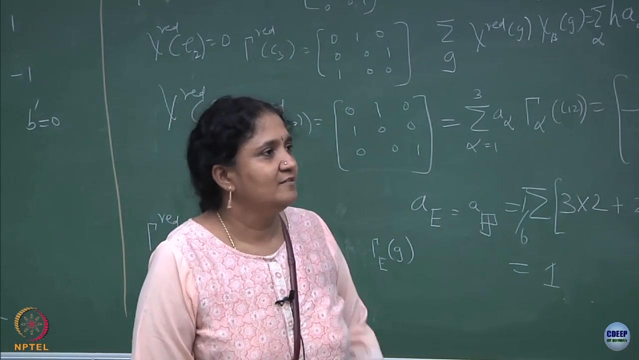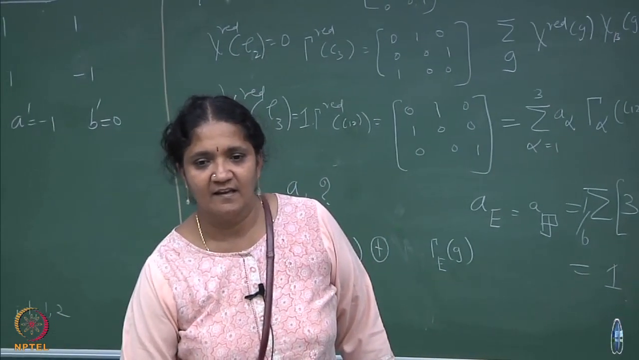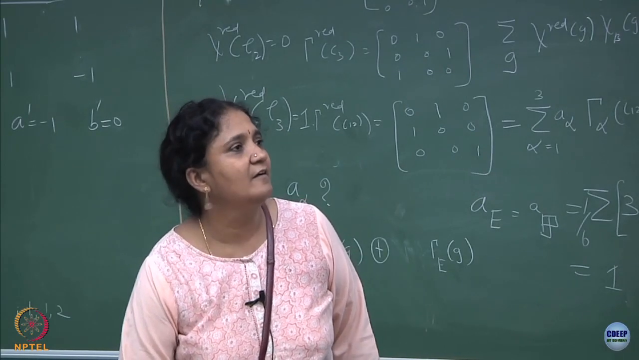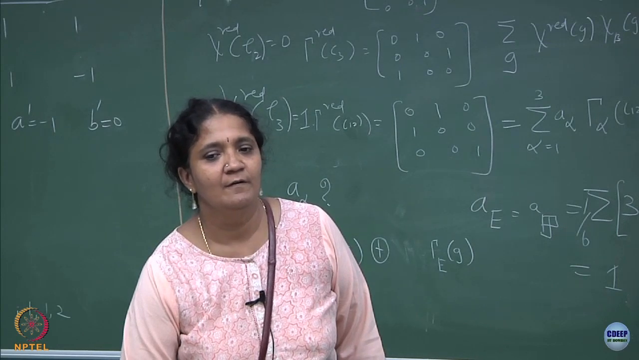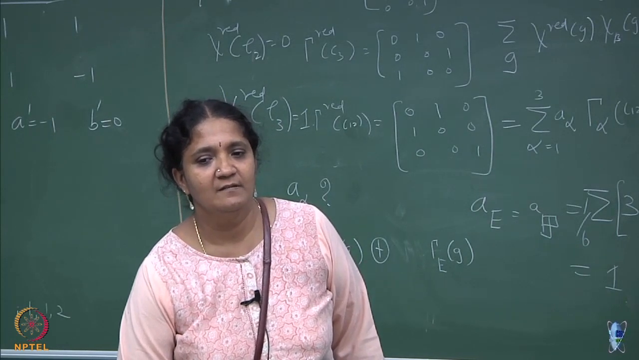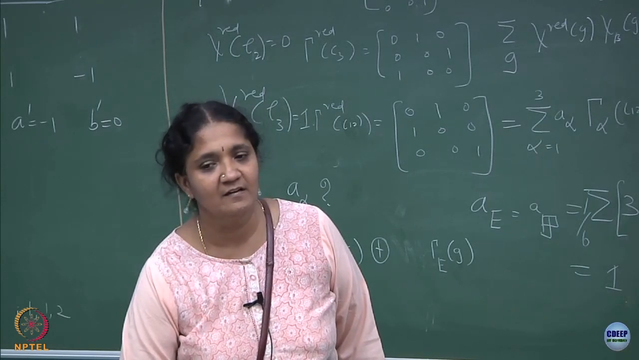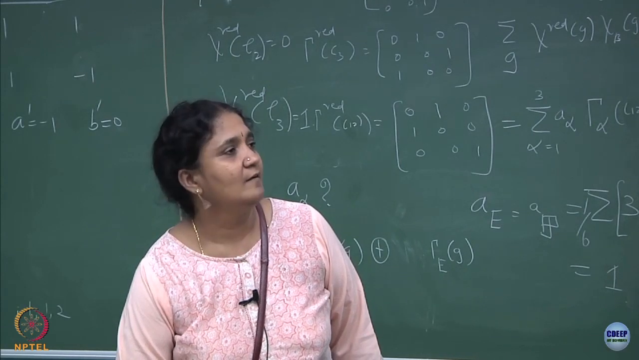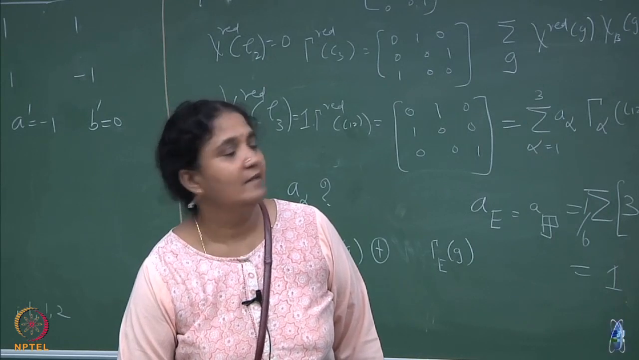And you can just write that a alpha is the number of times the irrep alpha will occur. h is the order of the group, you sum up over all elements the reducible representation character multiplied with the corresponding irrep alpha character. If you sum up over all the group elements, you will end up getting a alpha.